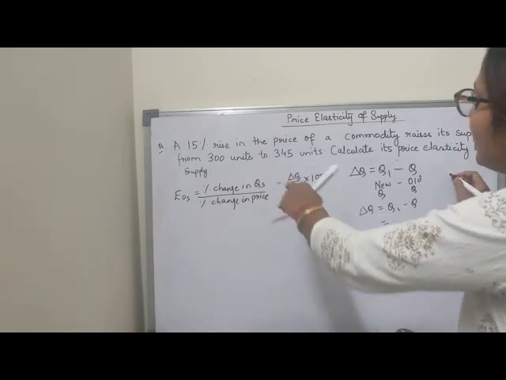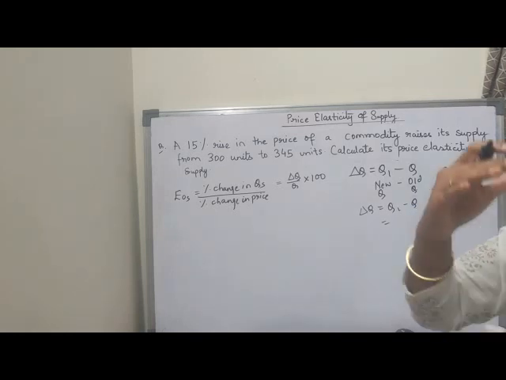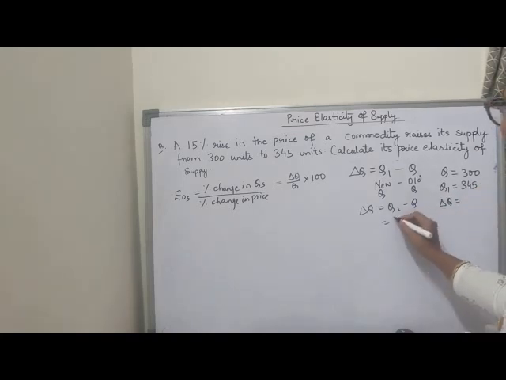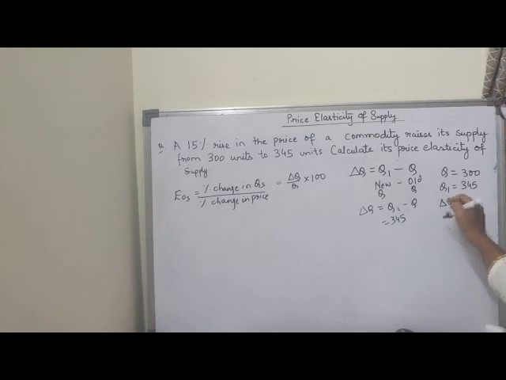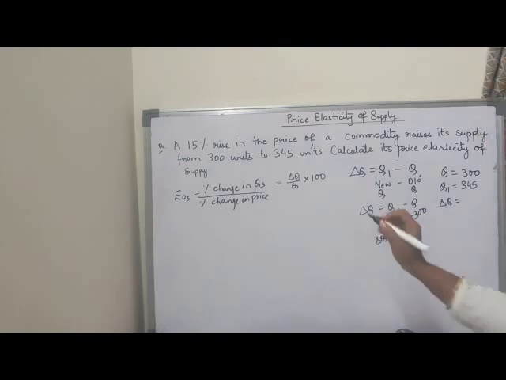You see, the previous quantity is 300. When the price increases, my quantity also increases and the new quantity becomes 345. Now change in Q is equal to, you find it out, 345. That means Q1 is 345 here, Q is 300. So change in Q is equal to 45. Clear?